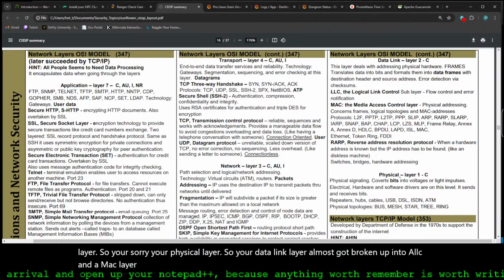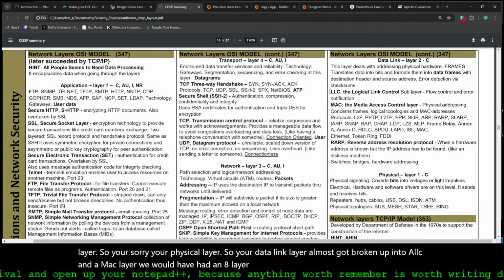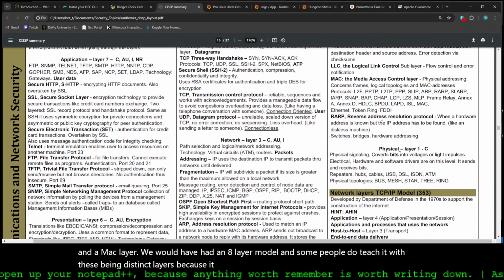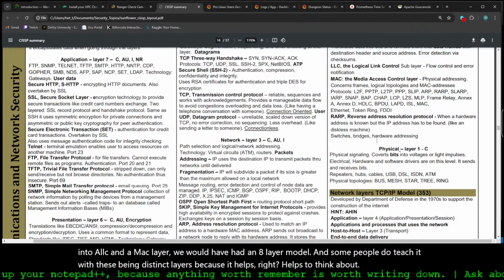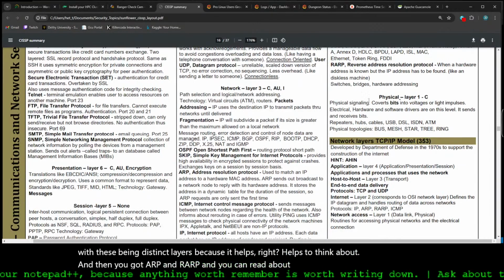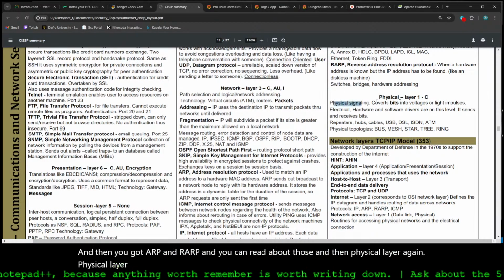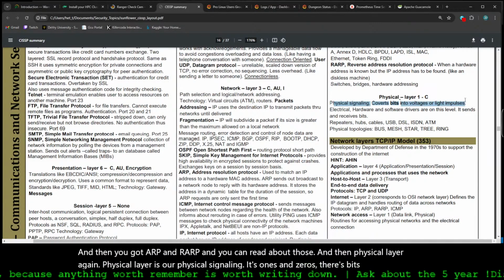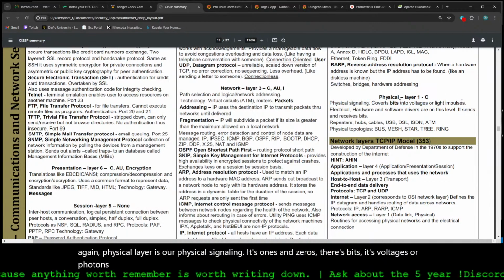We would have had an 8-layer model. And some people do teach it with these being distinct layers because it helps to think about. And then you got ARP and RARP, and you can read about those. And then the physical layer, again, is our physical signaling. It's ones and zeros, bits. It's voltages or photons across a light beam.